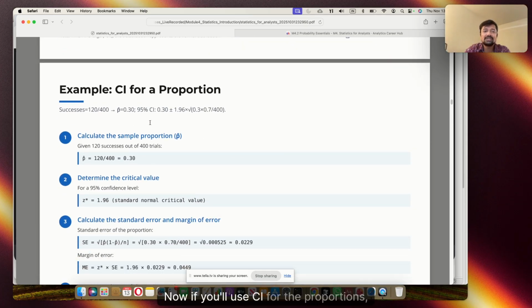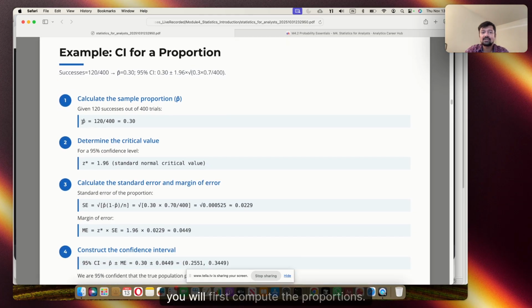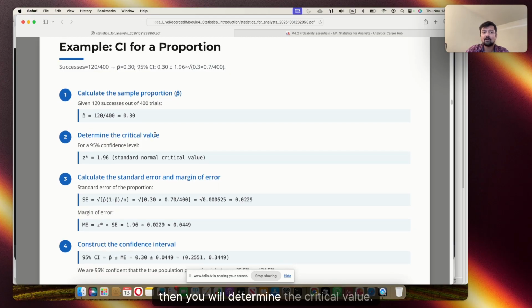Now, if you use a CI for proportions, what you will do is first compute the proportion. Let's say given 120 successes out of 400 trials, so your proportion is 0.30. Once you have the proportion, you will determine the critical value, which is for the 95% confidence interval. Let's say that is 1.96, the standard normal critical value.